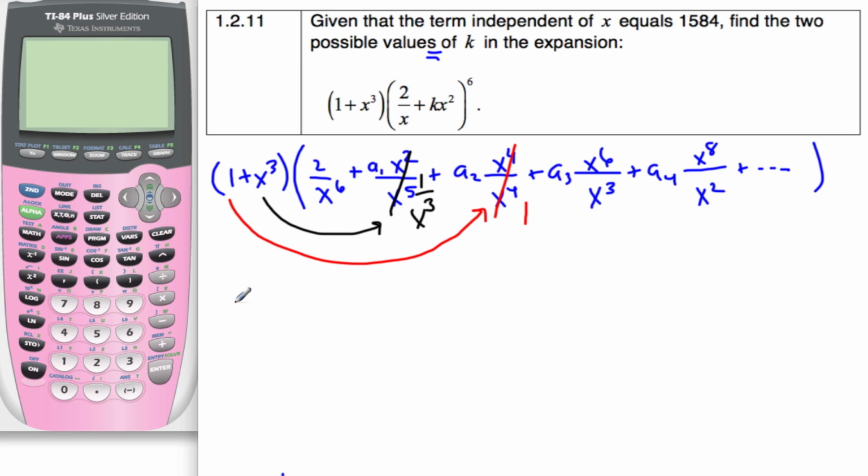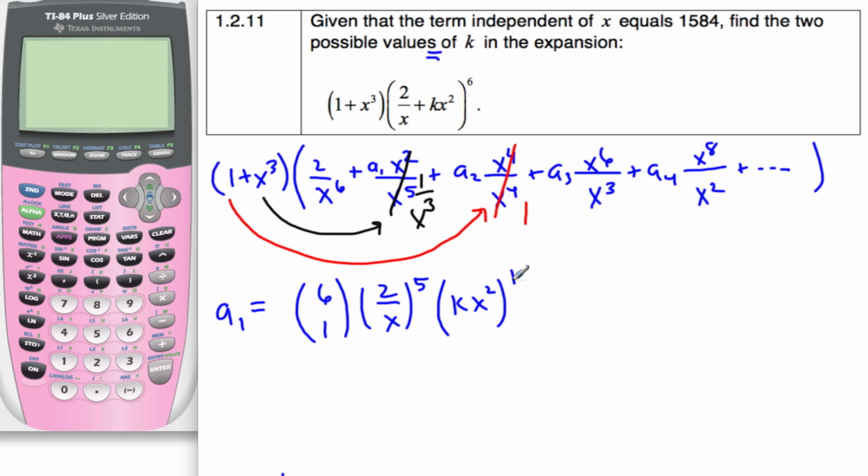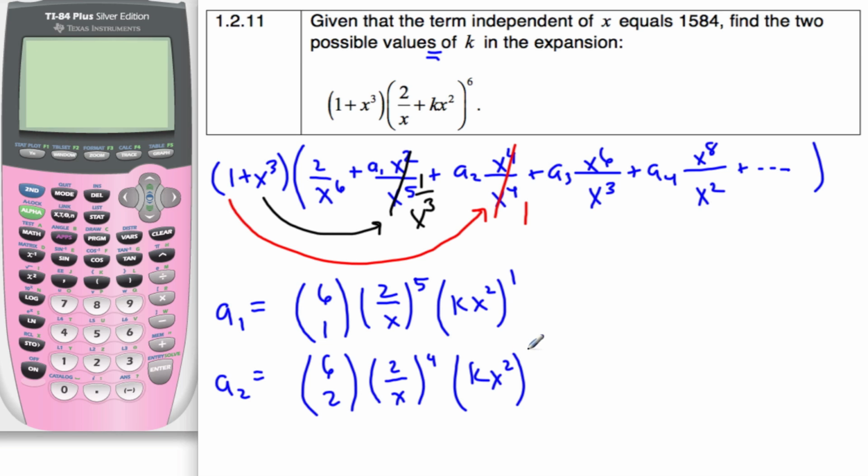So a1 equals 6 choose 0, this is 6 choose 1, and then we have 2 over x to the 5th, and kx squared to the 1. And a2 will be 6 choose 2, 2 over x to the 4, kx squared squared.